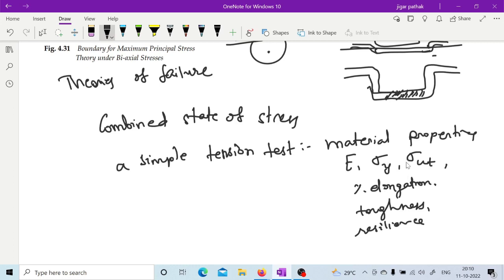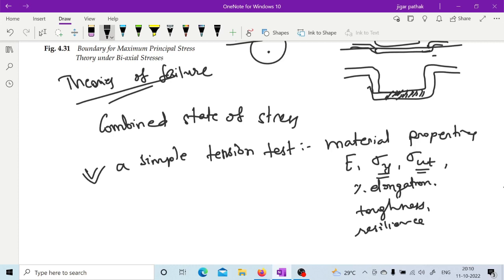We are going to calculate all these things from that simple tension test. There is a difference between strength and stress, right? Strength is related to the material's property, while stress is generated because of the externally applied load. So there is a difference between strength and stress. Strength is considered a property of the material. While discussing these theories of failure, what we are going to consider is the data which we have obtained from a simple tension test, right?